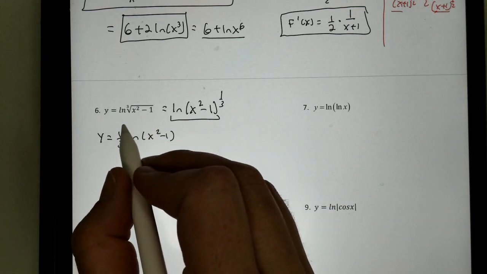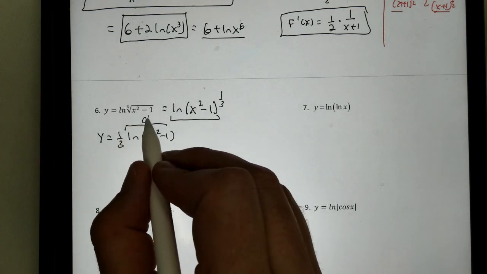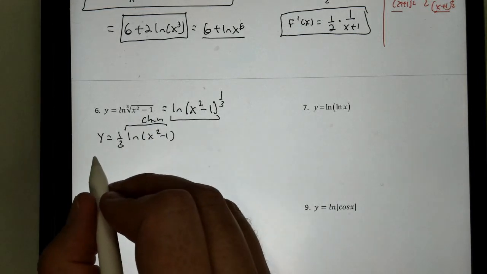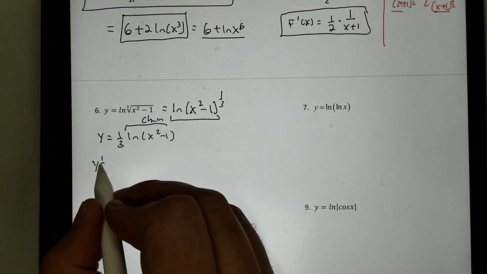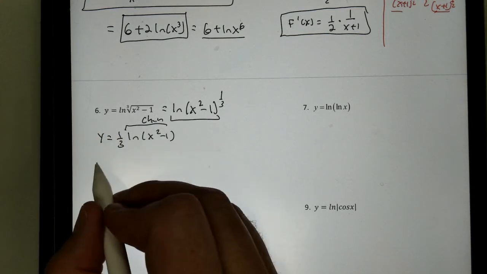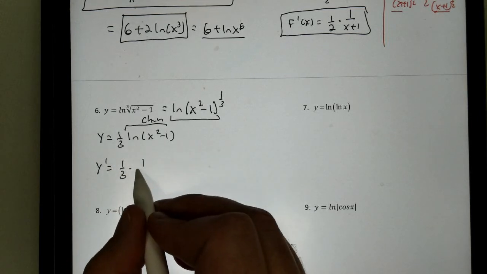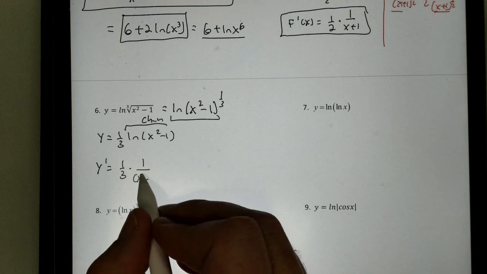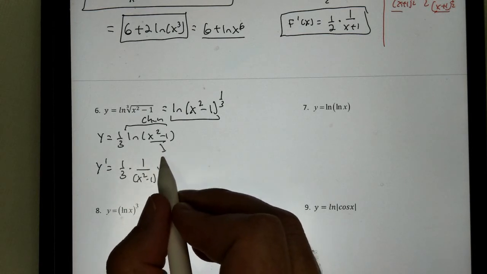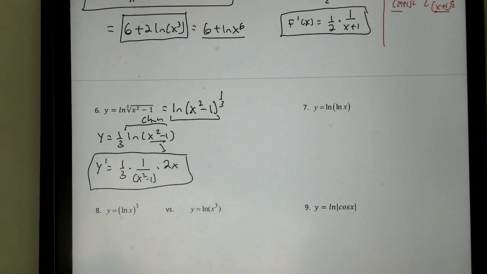Now, what's our rule that we're going to be doing? Oh, well, we will have a chain rule again, because I can't distribute the natural log. It would be nice if we could. So when we take our derivative, sorry about that, we get 1/3 times 1 over x squared minus 1, times chain rule, the derivative of the inside, 2x. And there's your answer. Don't do anything fancy. All right.